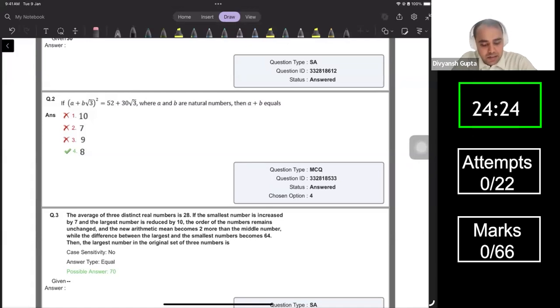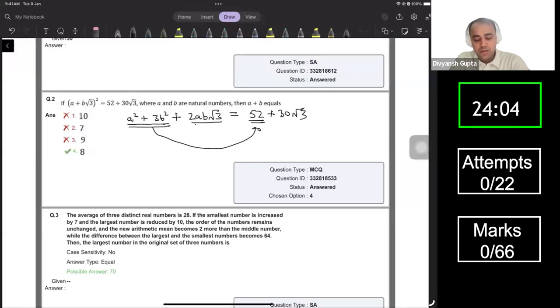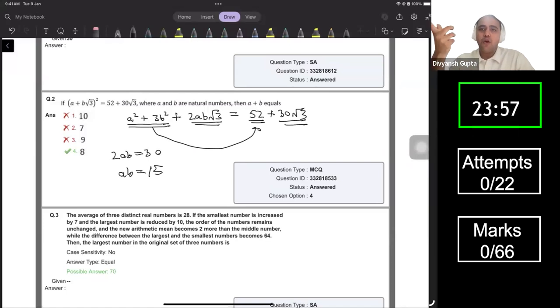So if I open the LHS, I'll get a square plus 3b square plus 2ab under root 3 is equal to 52 plus 30 under root 3. Now, because a and b are natural numbers, this part will also be a natural number. So 2ab under root 3 should correspond to 30 under root 3, which means 2ab is equal to 30, or ab is equal to 15. Now I can go forward and try to find the actual values of a and b, but do I need to? Because they are asking me for the value of a plus b. I don't need to know what a is or what b is.